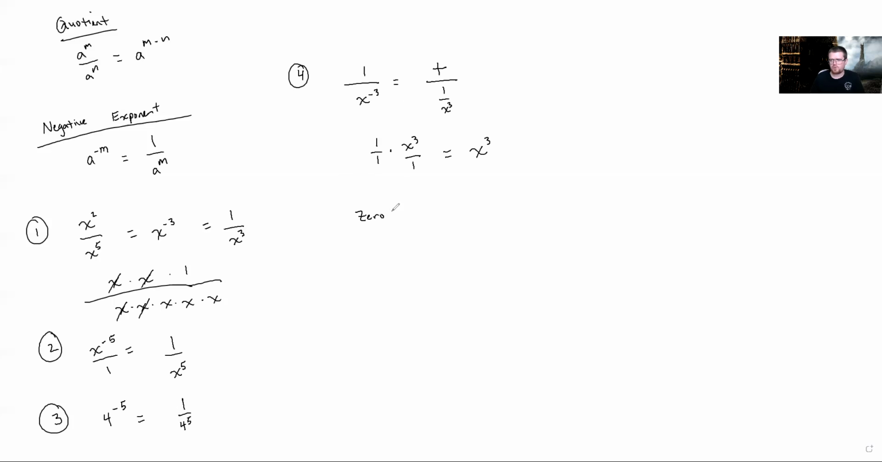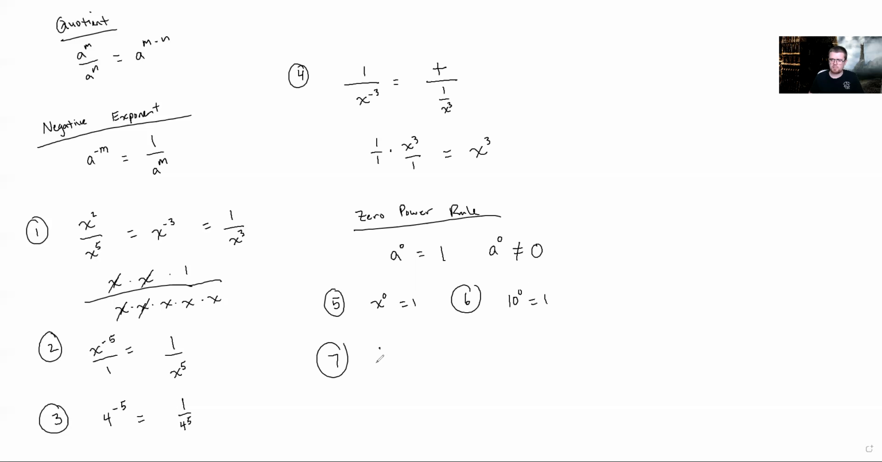The other rule for 9.5 is your zero power rule. What this rule states is that anything to the zero power is 1. This throws students off a lot because we're used to thinking of multiplying something by 0 as being 0. But a to the 0, or anything to the 0, does not equal 0, it equals 1. It doesn't matter what the expression is, whether it's x to the 0, 10 to the 0, or something super complex. No matter what it is, anything to the 0 power is 1.